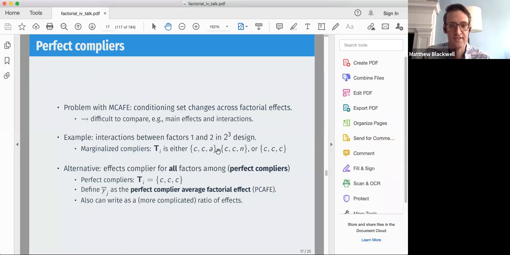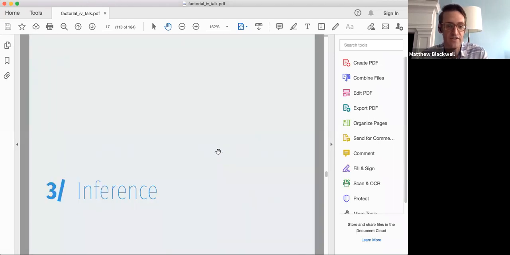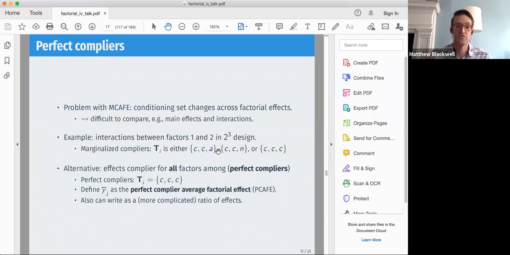Any questions? Okay, well, I'll keep going, and if folks have questions, obviously just feel free to interrupt. So we've defined these two.